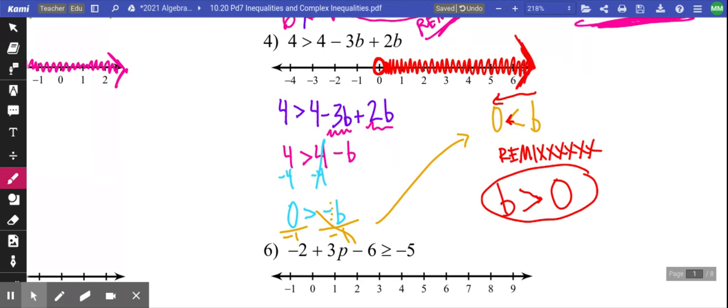Part of this remix, the reason I like to do that, is now it shows that if you have the variable first, this sign always points in the same direction as our number line. Always, if you have the variable first. So if you had it the opposite, see how confusing that is? 0 is less than b. Technically, that's still correct, but it's harder to graph that. Okay? All right, any questions on that?